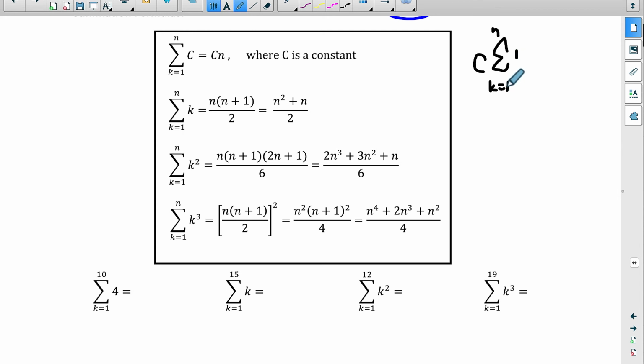Every single time you go from 1 up to n, you just get 1 plus 1. Basically what you're getting here is 1 plus 1 plus 1 plus 1, all the way up to n. You have to get n number of them, and then you're going to multiply it by c.